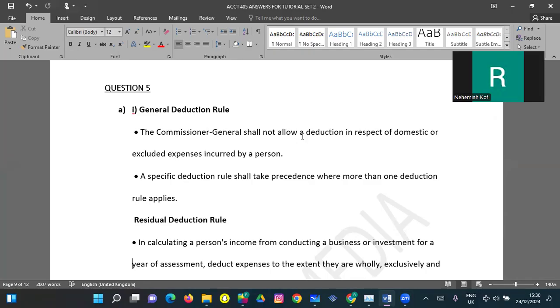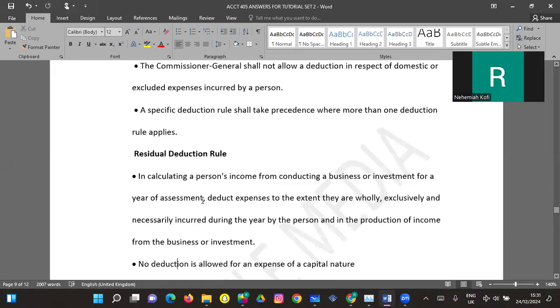Domestic is basically something that you incurred for yourself, like buying clothes, shelter, and those kinds of things, except say it is a working gear or something like that. Or an expense like transportation to work is not allowable for deduction. And excluded is a tax payable by the person, and also bribes and corruption payments. Then a specific deduction rule shall take precedence where more than one deduction rule applies. So if there is more than one deduction rule, then they take in order of what they incurred, like first in, first out, and the likes.